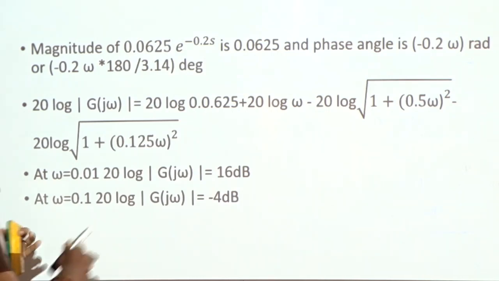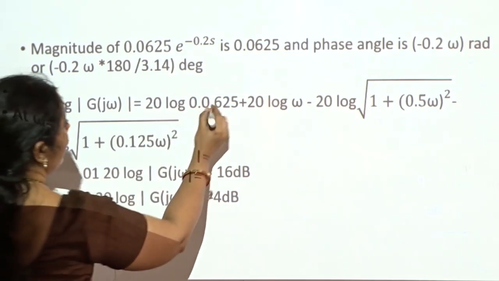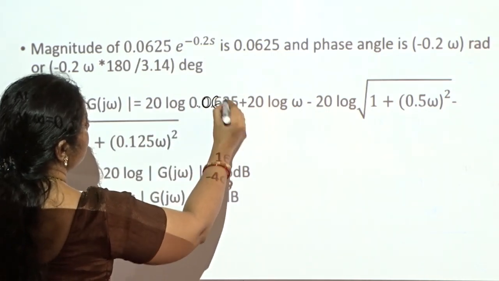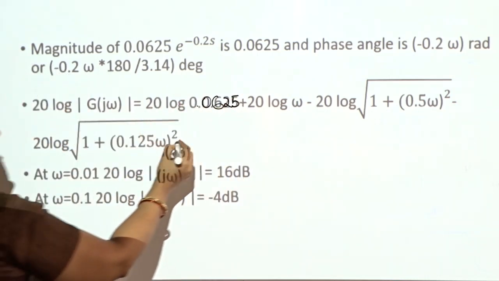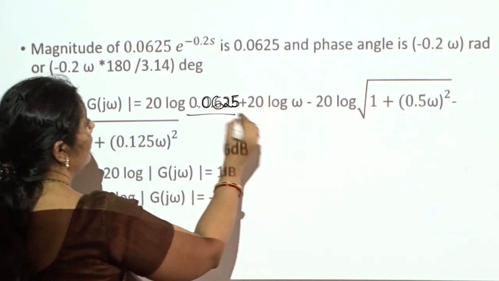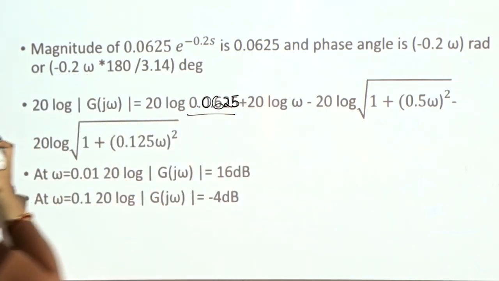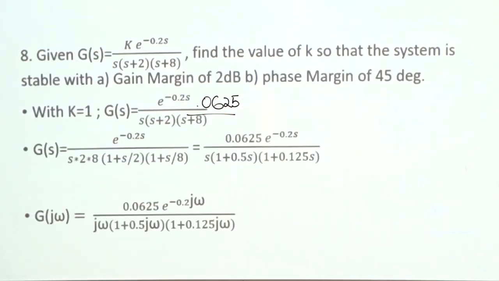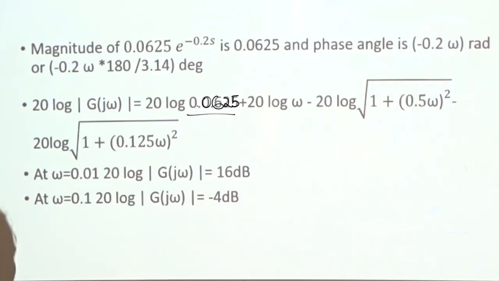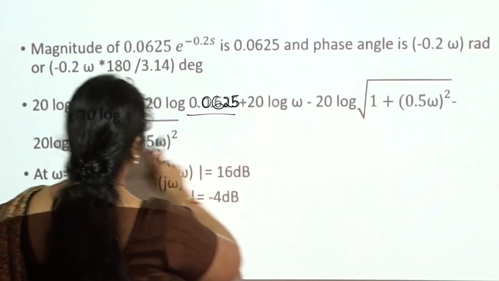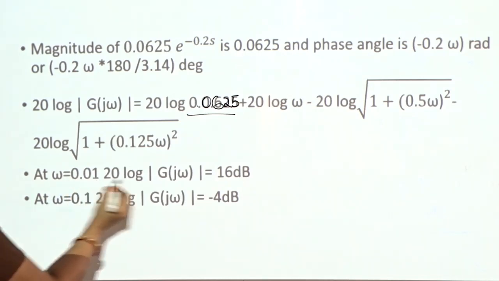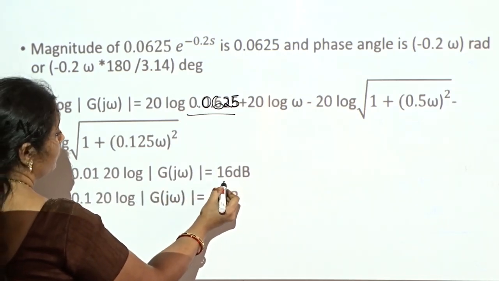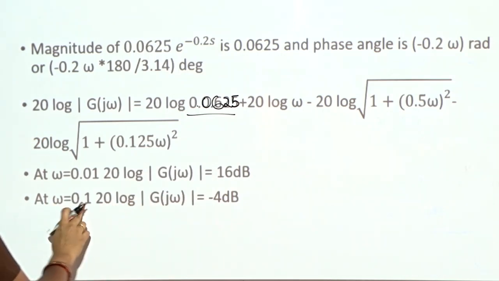Here, there are 2 points. It is actually 0.0625, because this is the magnitude of that e power term, this is the magnitude part. Then you have an s term in the denominator, so that is nothing but 20 log omega and the remaining equation. At omega equal to 0.01, the magnitude will be 16 dB, and at 0.1 it is minus 4 dB.